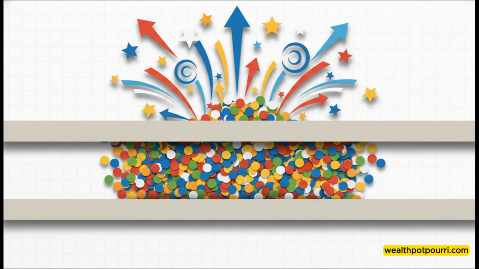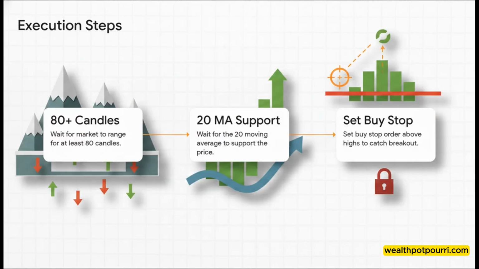It's a beautiful thing. Here is your chronological step-by-step execution plan for these types of trades. Step 1, you want to see a market stuck in a range for at least 80 candles. The longer the range, the stronger the eventual breakout is going to be. Step 2, wait for the 20 moving average to catch up and support the price. This clearly shows us that buyers are willing to step in at increasingly higher prices. And finally, Step 3, once you have that really tight consolidation right at resistance, you set your buy stop order just above the highs and tuck your stop loss safely below the buildup.